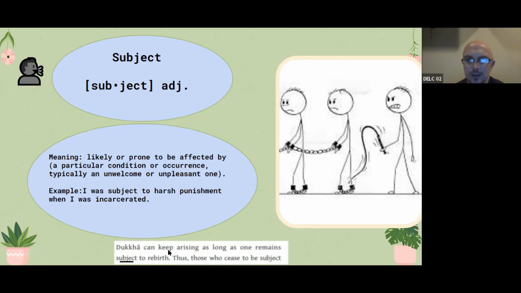So as long as one person is subject to rebirth, or is affected by this rebirth process, this dukkha will keep happening. And only when he can stop the rebirth or stop being subject to rebirth, then can he stop the dukkha.